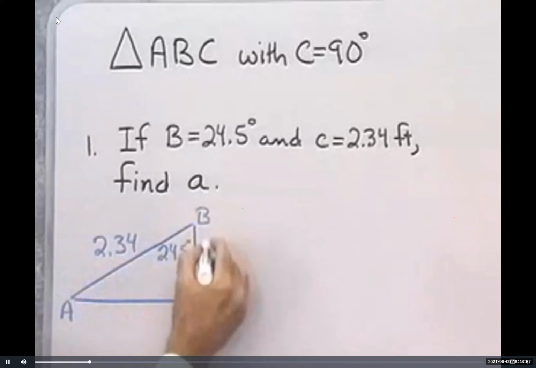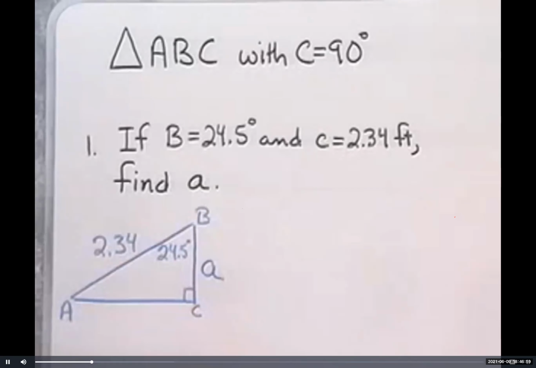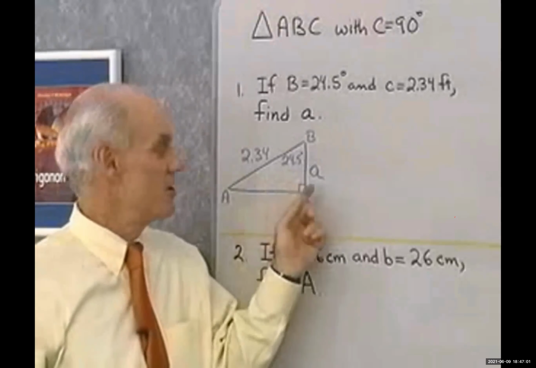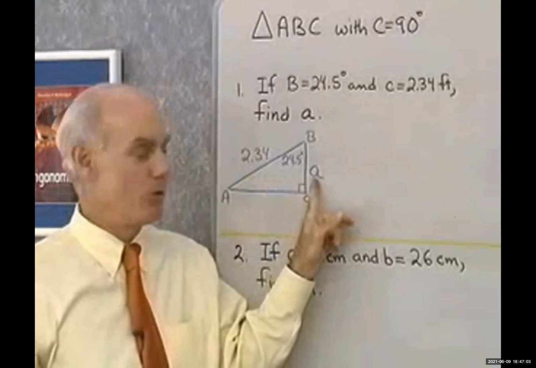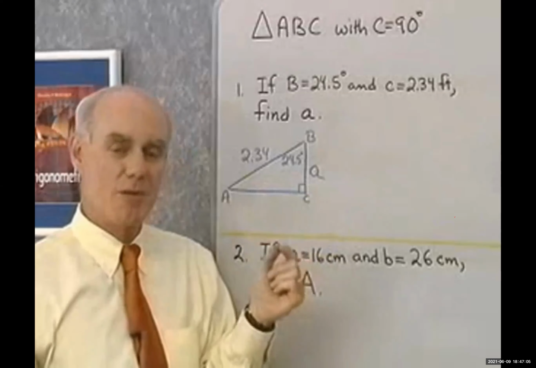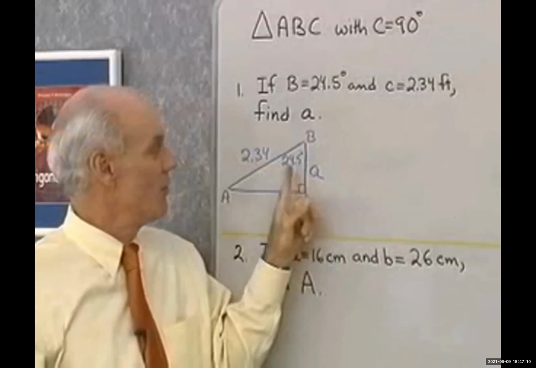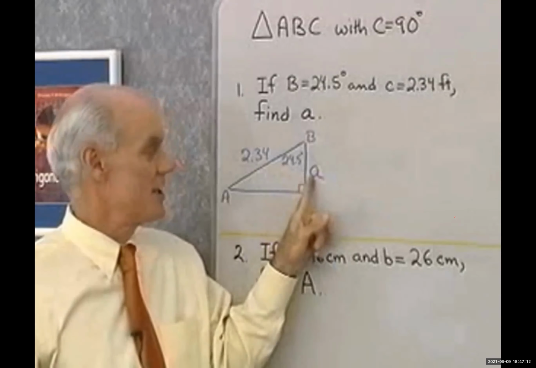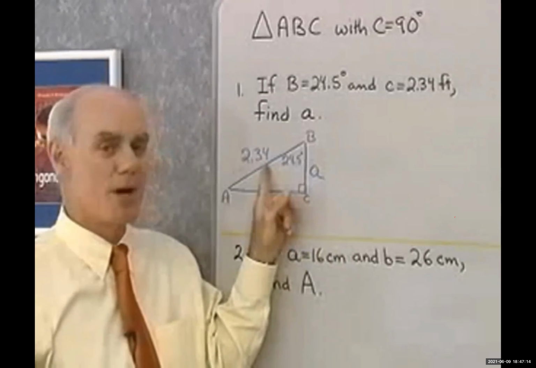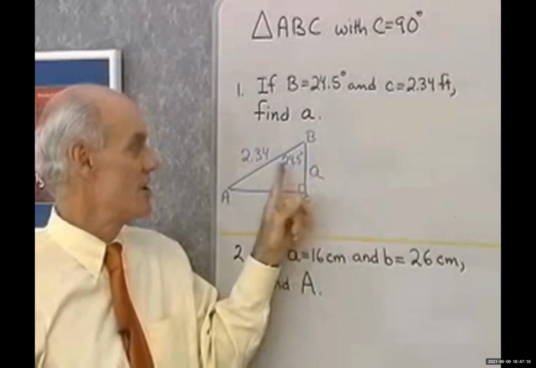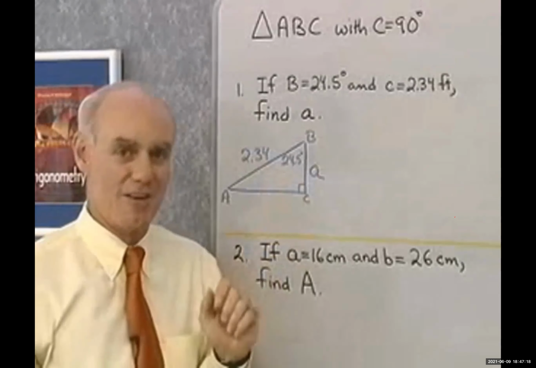2.34, and I'm looking for side A. So I've labeled my triangle with all the given information and the side that I'm looking for. Now what I need to do is look for a trigonometric function that relates this angle and these two sides. Well, with respect to this angle, this side is adjacent to it, and this side is the hypotenuse. So when I talk about adjacent and hypotenuse, I'm talking about the cosine function.